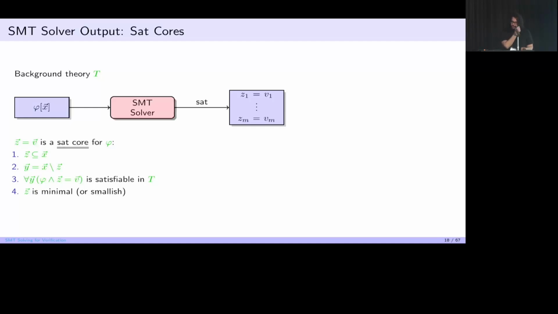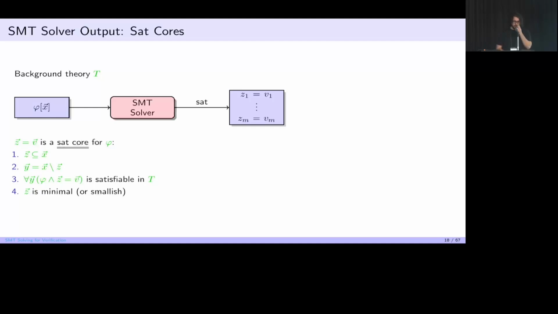So this is an interesting property that you can have when you are getting this satisfying assignment, because you are going to get a sort of minimal counterexample, something that's going to give you more information about why the condition that you wanted to test, whether it was satisfied or not, is not. Okay?